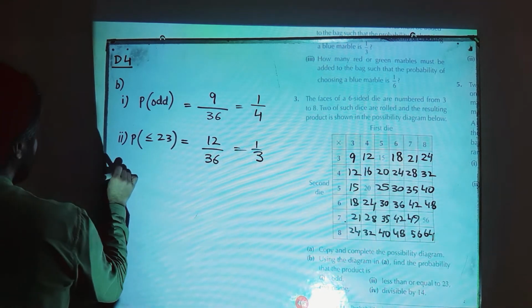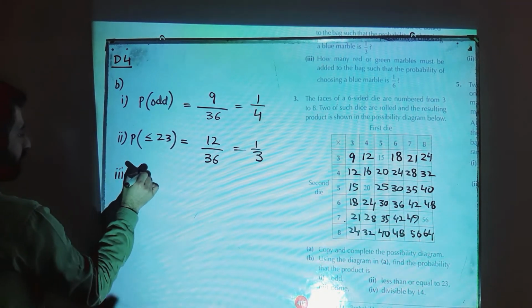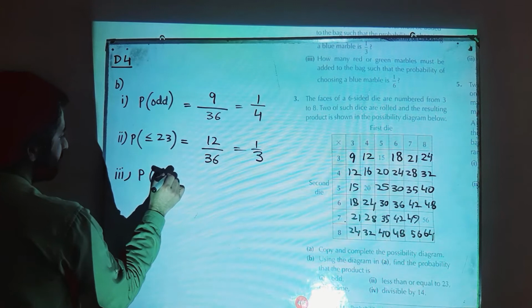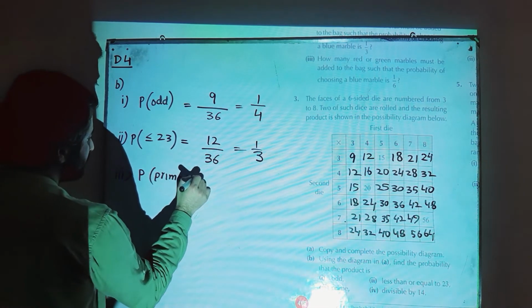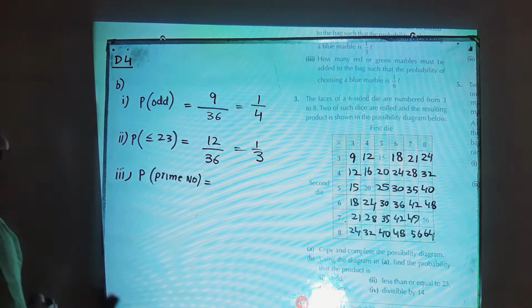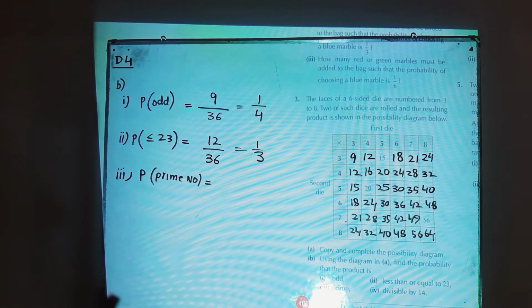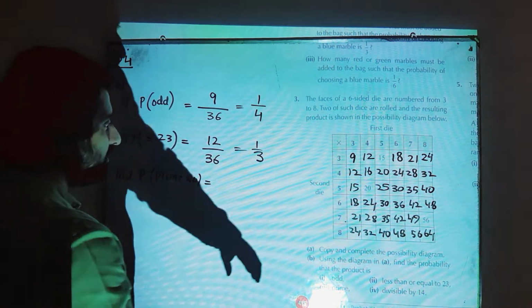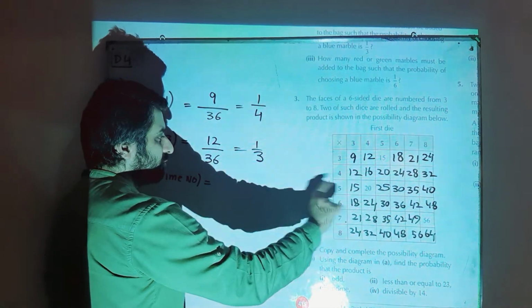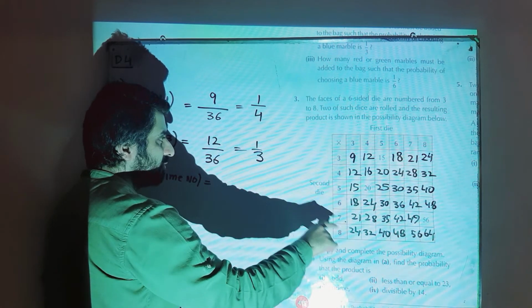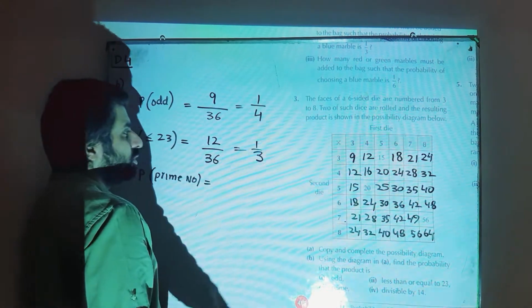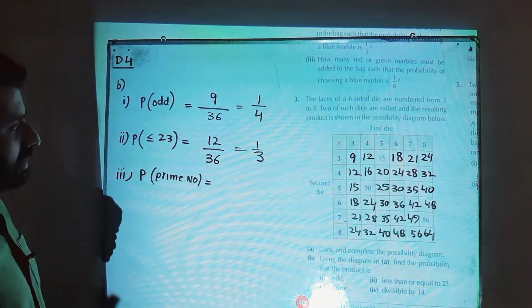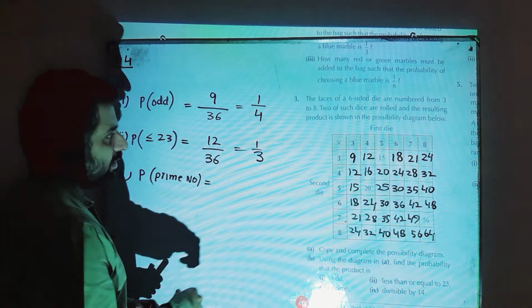Part number 3, we have to find the probability that we have a prime number. So look for a prime number. Do we have any? 9 is not prime, 12 no, 15 no, 18 no, 21, 24 no. I don't think we have a prime number. They are multiples.